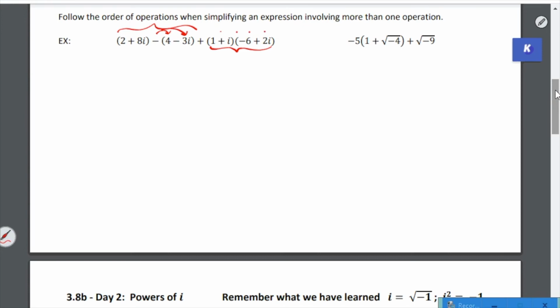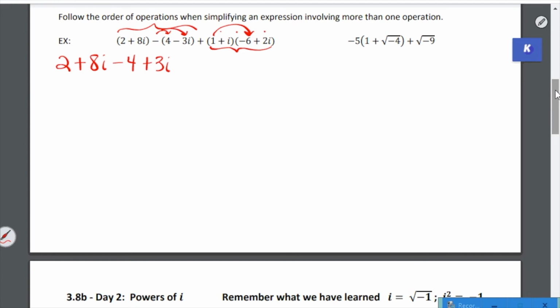So I'm going to rewrite without my parentheses, 2 plus 8i. I'm going to distribute that negative. So the negative times the positive 4 becomes negative 4. And then my negative distributed to the negative 3i becomes positive 3i. So now let's go ahead and distribute my 1. And everything's going to be just addition and subtraction here. Once we are done with all of our multiplication, then we can just combine our like terms.